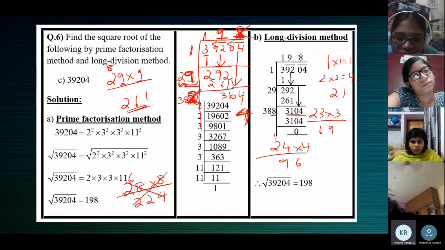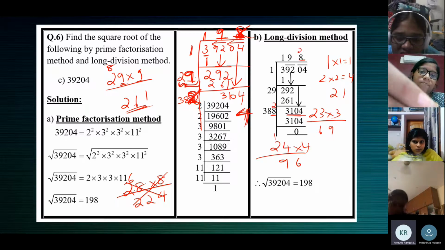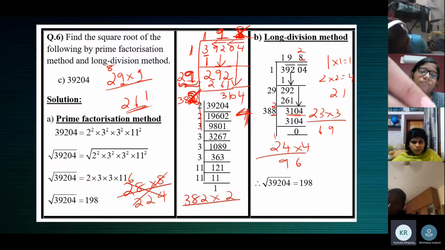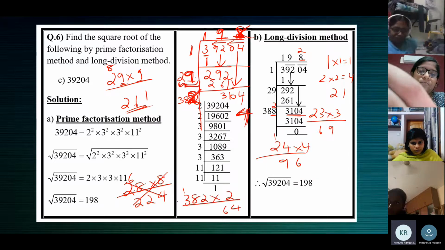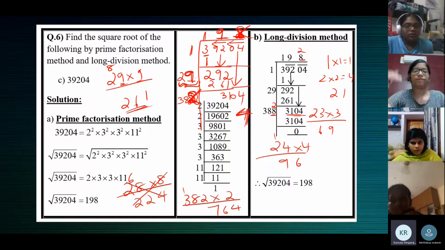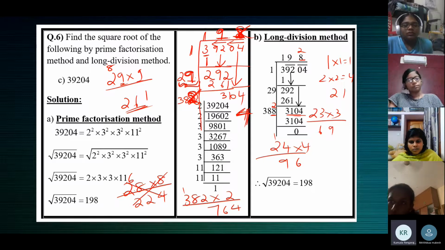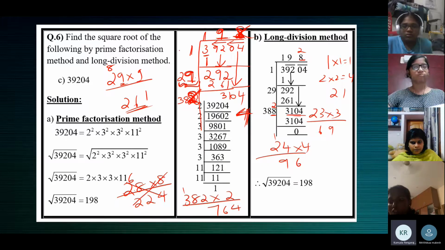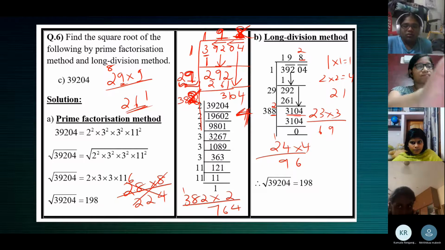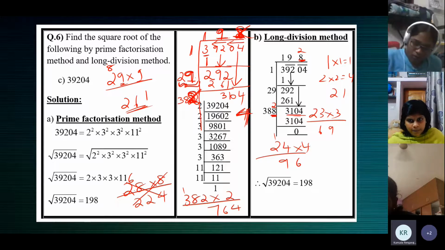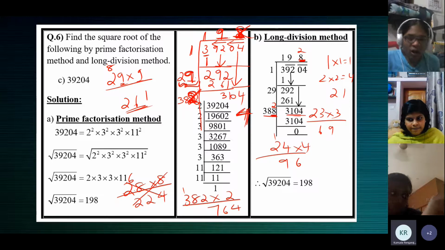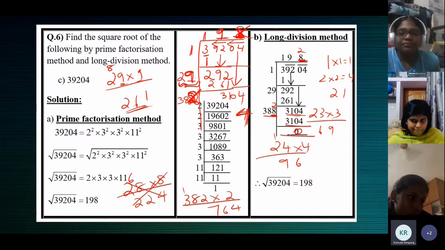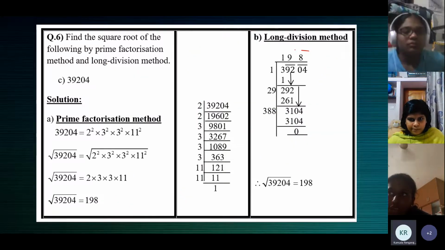2 will be too small. If you write 2 here, 382 into 2: 2 2s are 4, 2 8s are 16, 1 carry over, 3 2s are 6 plus 1, 7. We're getting 764. So don't try other numbers. Take 8 straight away, because only 8 will give you a 4 in the ones place. Since 2 was not sufficient, we used 8. So it is 388 into 8. You got 38, right? Now you place an 8 here and an 8 here. So 388 into 8 is exactly 3104, and you close the division with 0 remainder. The square root of the given number is 198.